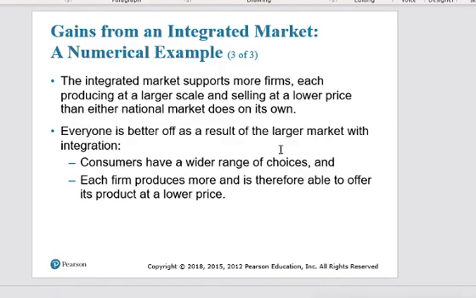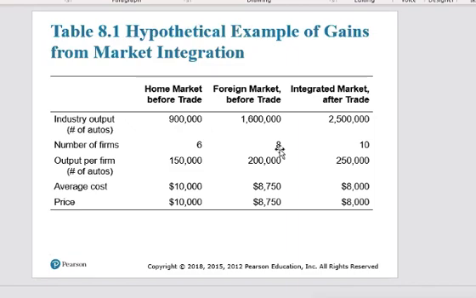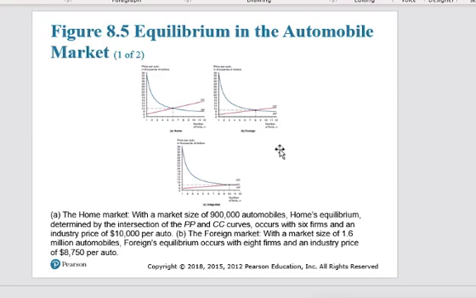What we want to show here is that the integrated market supports more firms. Each firm will produce at a larger scale and sell at a lower price. And either nation's market will benefit from international trade. So maybe we go through the math first or the graph first? Maybe the graph. All right, let's go through the graph first.